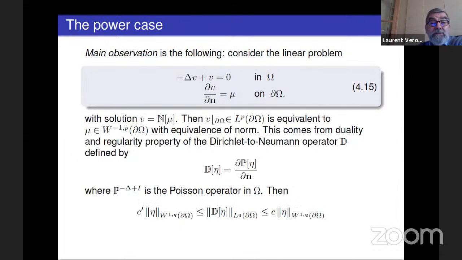So, okay, I'm going to develop just a little in that case. So you look at this problem, and now this problem is a Neumann problem, okay? And it admits a solution. I call it V = N(mu). And the fact that V is in L^p(∂Ω) is equivalent to saying that mu is in W^{−1,p}(∂Ω), with equivalence of norms. And this is proved by duality and regularity of the Dirichlet to Neumann operator. Okay?